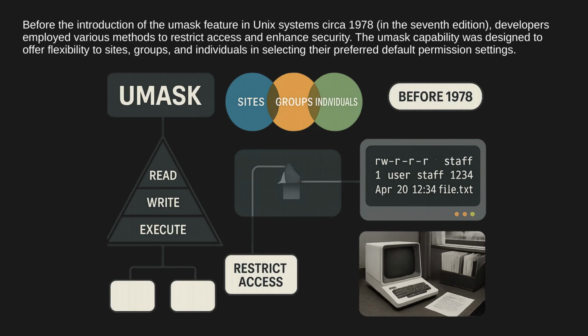Before the introduction of the umask feature in Unix systems circa 1978 in the 7th edition, developers employed various methods to restrict access and enhance security. The umask capability was designed to offer flexibility to sites, groups, and individuals in selecting their preferred default permission settings.